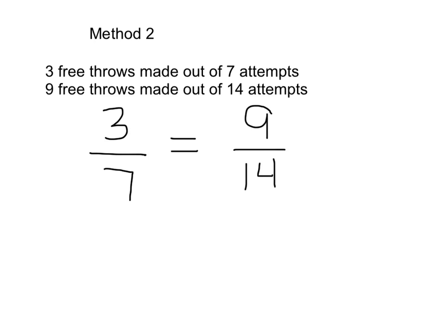So I'm going to look at 7 times what gave me 14, and 7 times 2 gave me 14. Does 3 times 2 give us 9? And the answer is no. So therefore, 3 to 7 is not equivalent to 9 to 14.